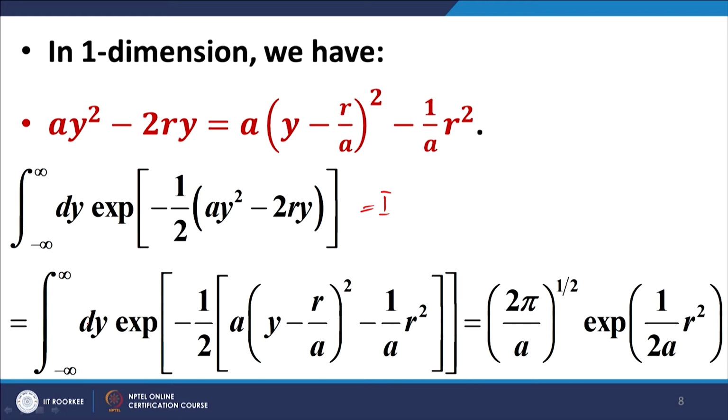And what is the coefficient of y square in this case? The coefficient of y square is a, and when you simplify this expression, just as we did in the one dimensional case, this particular portion when integrated gives you 2 pi upon a to the power 1 by 2, and this part, exponential of minus 1 by a, minus minus becomes plus, gives 1 upon 2 a into r square. This goes outside the integration because it is independent of y, and we have this expression.